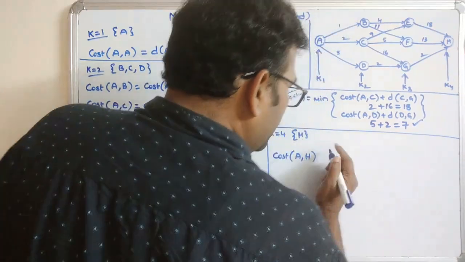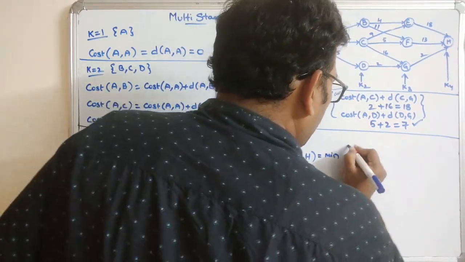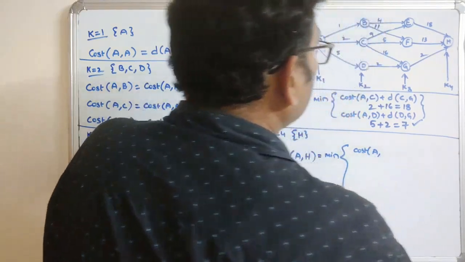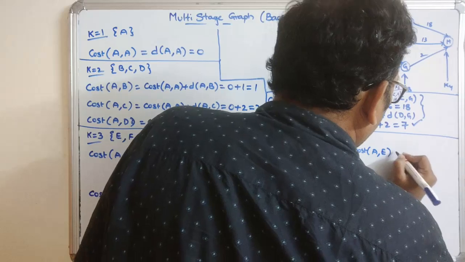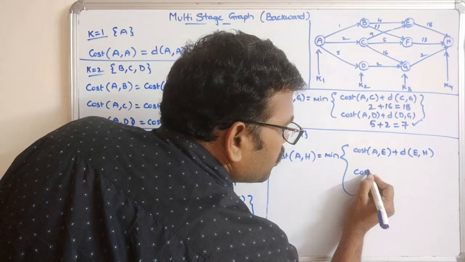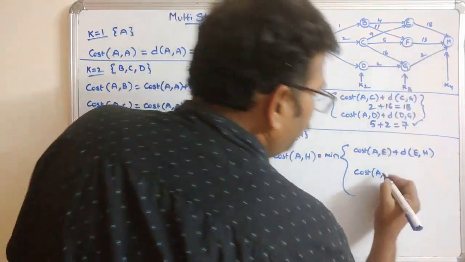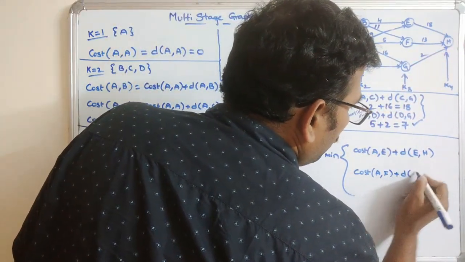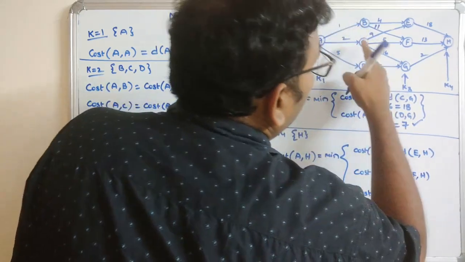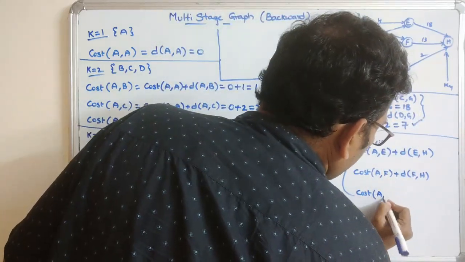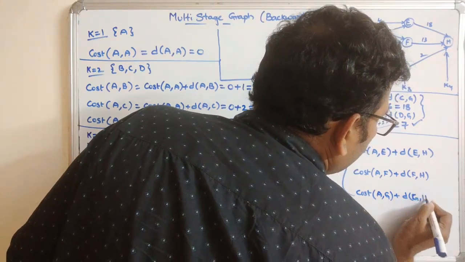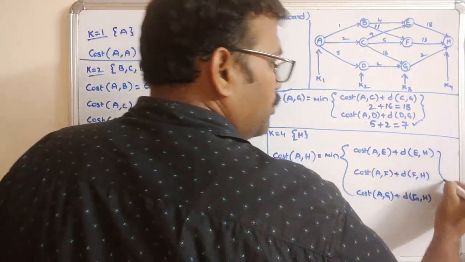See, so this can be a minimum of cost of A to E plus distance of E to H. Similarly, cost of A to F plus distance of F to H. Similarly, cost of A to G plus D of G to H. So we have to find out the minimum.